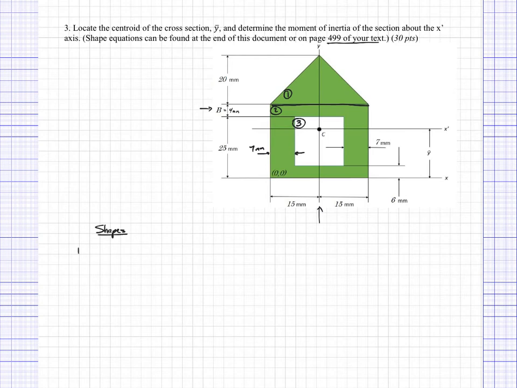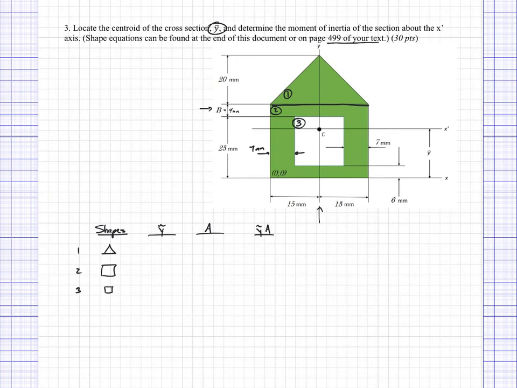Okay, and I'll go 1, 2, 3. This is going to be triangle, big rectangle, little rectangle. Okay, let's see. So the triangle, well, what do I need? I need y tilde. I don't need x tilde, do I? I'm only looking for y bar. So let's not look for x tilde. Let's just look for y tilde. Okay, y tilde and the area, and y tilde times the area.